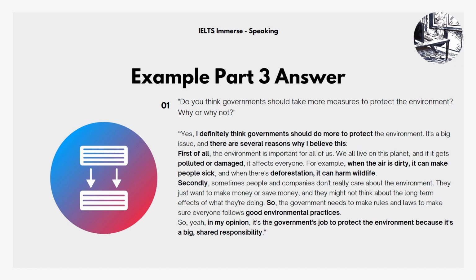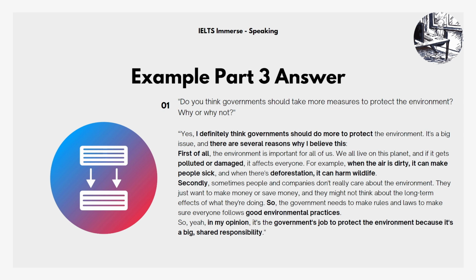Just like I did with part 1, you begin the answer with a yes or a no or I'm not sure, and then you explain the reasons. "I definitely think governments should do more to protect the environment." That is me believing that they should do it. And I use the word definitely, so I'm more definite with my answer. I'm more assured of my answer.